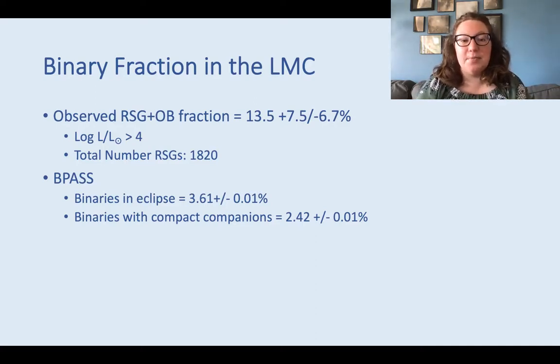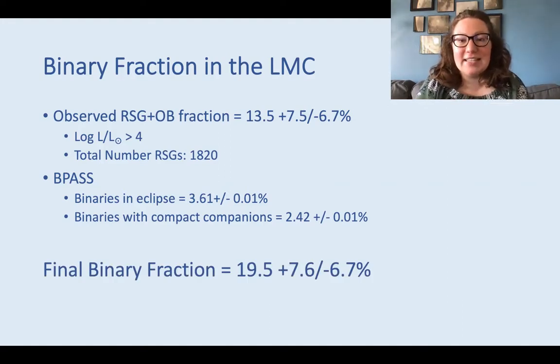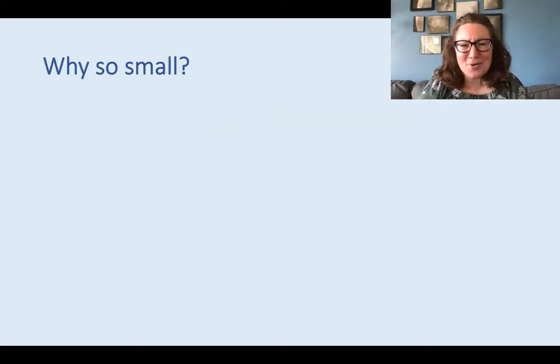Now, we also wanted to take into consideration any observational biases we may have encountered. To do that, we used BPASS, the code created by J.J. Eldridge in Auckland, to determine the percentage of binaries that might have been in eclipse when the photometry was taken, and thus we would not be sensitive to detecting them, and found that to be around 3.6%. Binaries with compact companions, to which our photometric selection was not sensitive, account for 2.4%. So we believe that our final binary fraction is essentially around 20% for the red supergiants in the Large Magellanic Cloud.